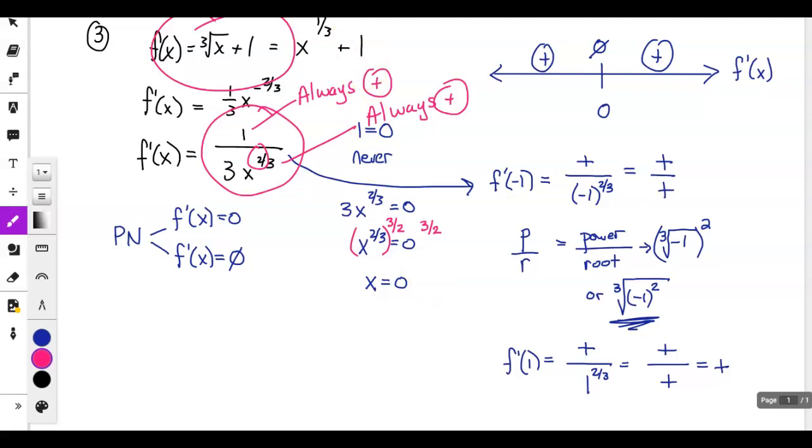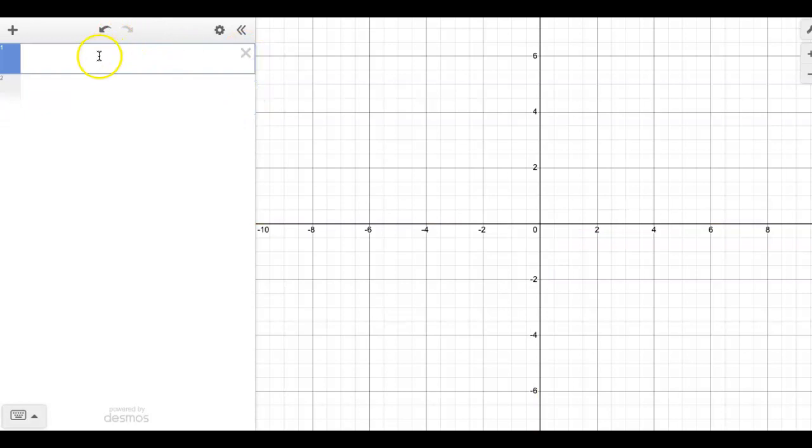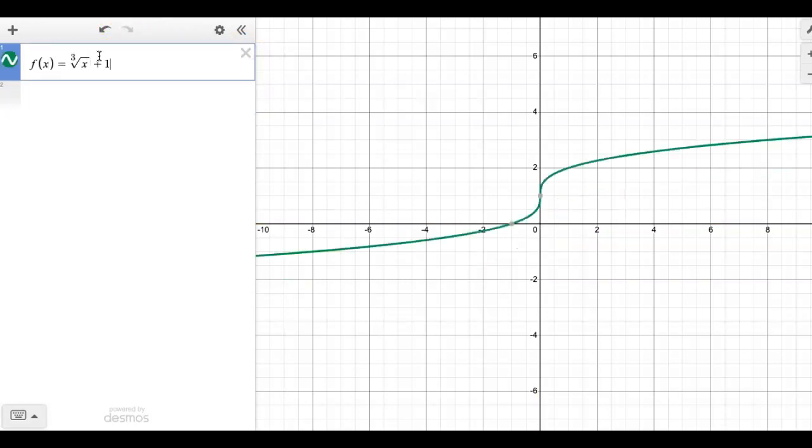So this is what this graph actually looks like. Let me go ahead and just show you that. So here's that function. It's the cube root of x and then plus 1. And you'll see that it's increasing, and then at 0, it has a vertical tangent line, and then it continues to increase.